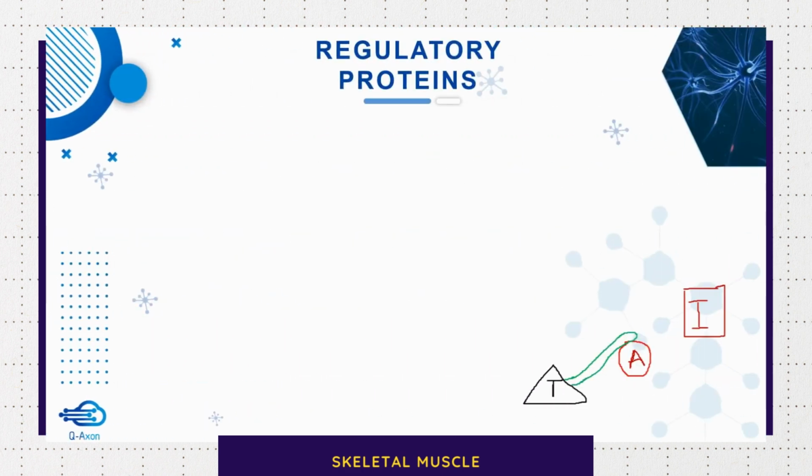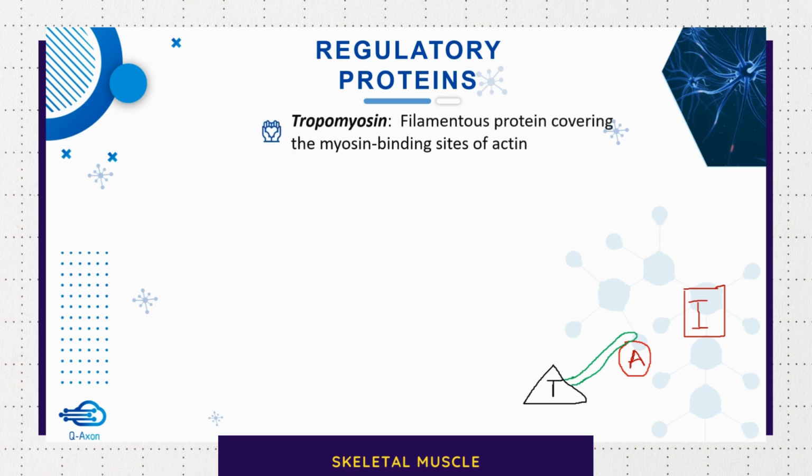Let's now look at the regulatory proteins involved in muscle contraction. Now broadly, there are two important regulatory proteins. One is a long filamentous protein called tropomyosin. So you can see this green molecule, that is tropomyosin. So the role of tropomyosin is to cover the myosin binding site of actin. And this is why at rest, actin cannot bind to myosin.